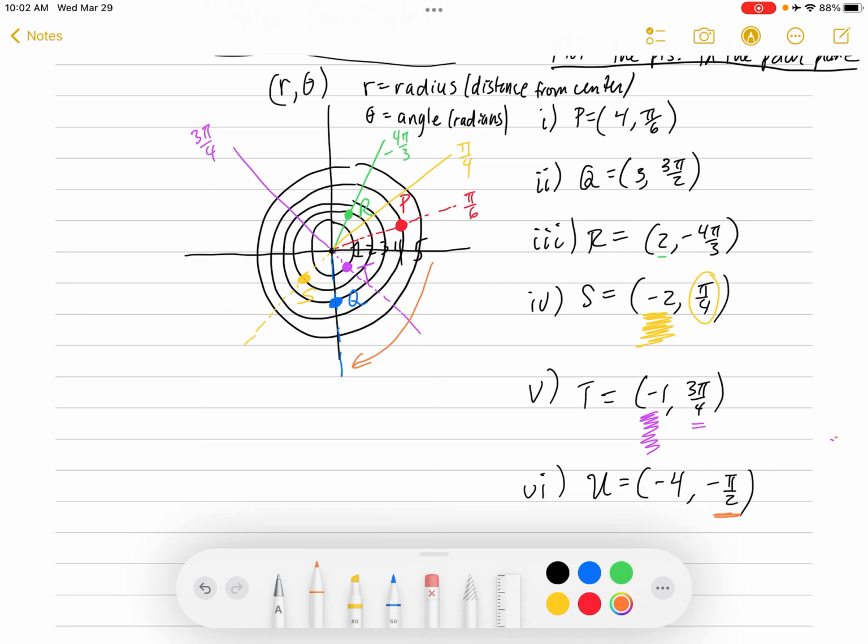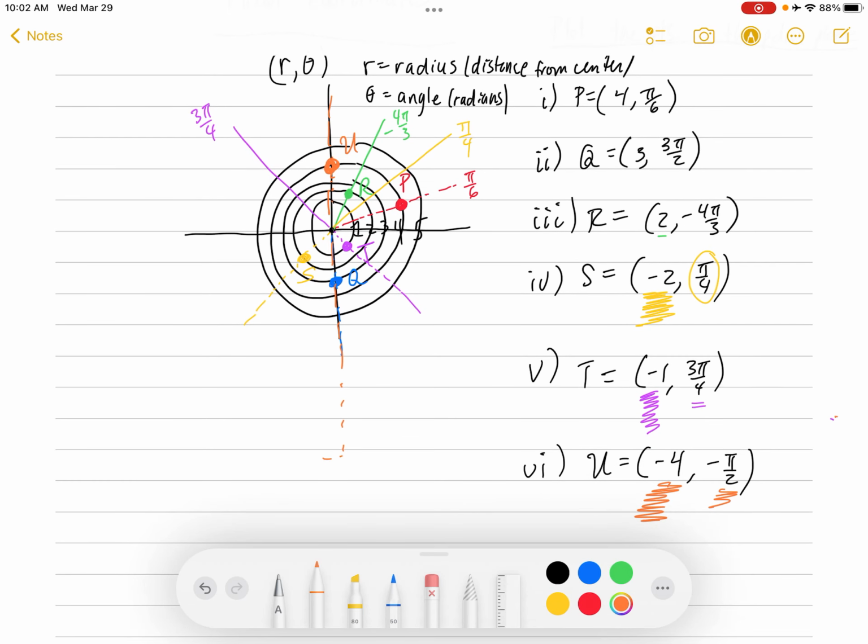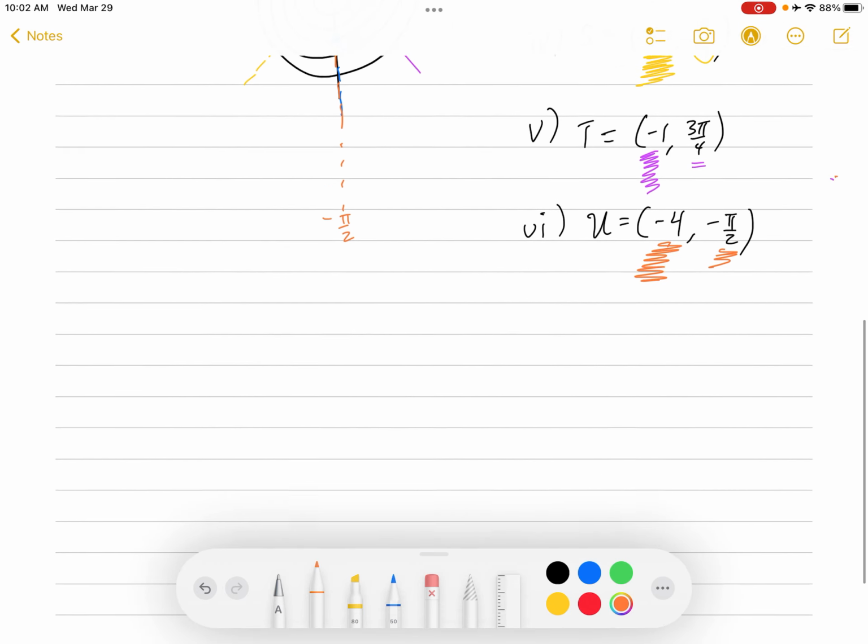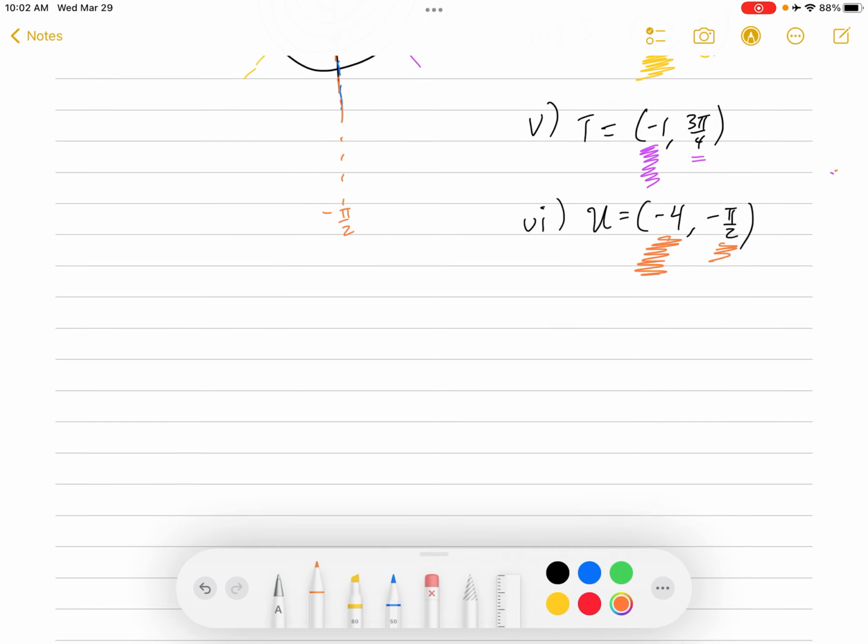Negative pi over 2 would be going in the clockwise direction. So that's negative 90 degrees that way. So I start off here, so negative pi over 2 is right here. But then because I have a negative radius, I've got to flip over to the opposite side of the circle. I have to go out 4: 1, 2, 3, 4. So right here at this orange point, U. There's plotting some polar points. That was negative pi over 2.